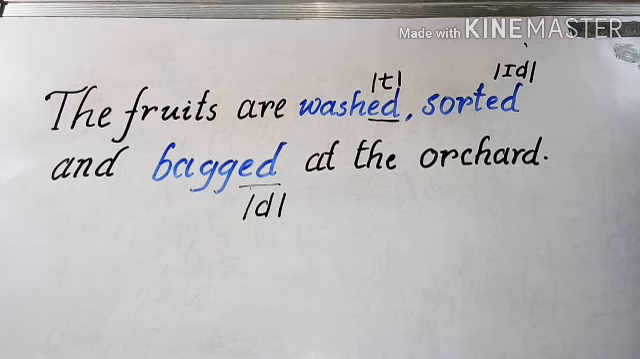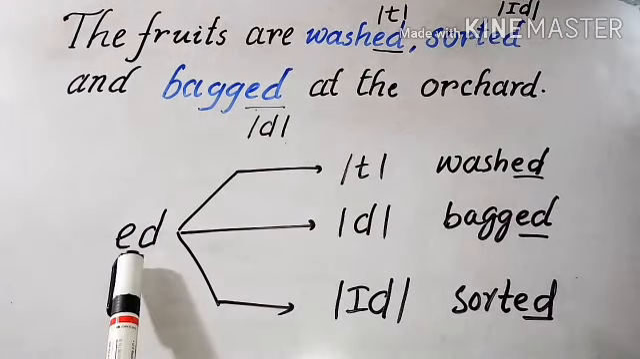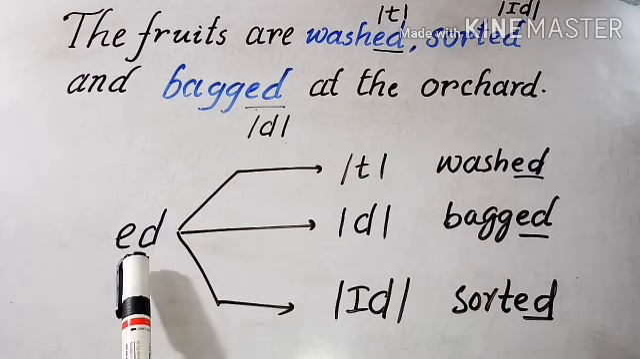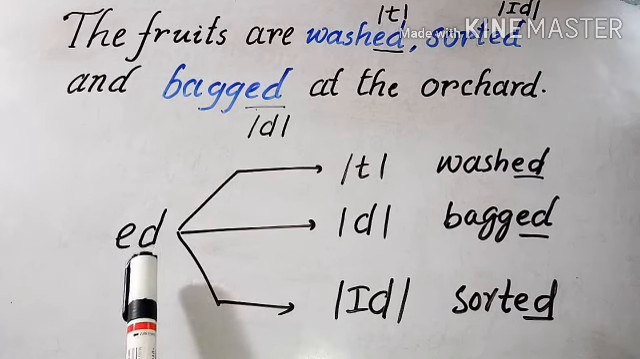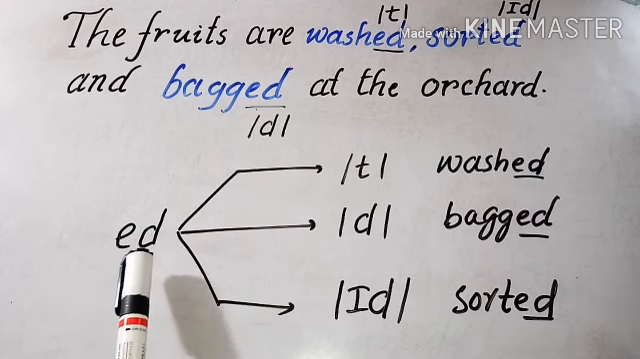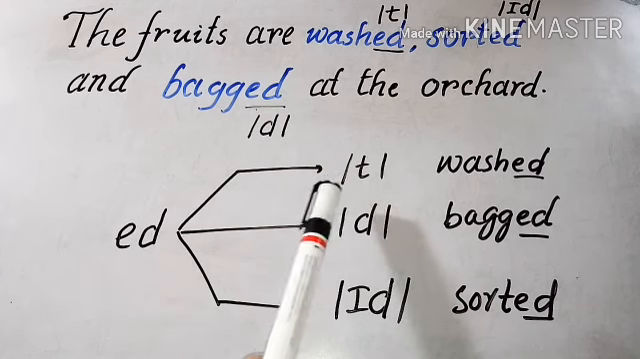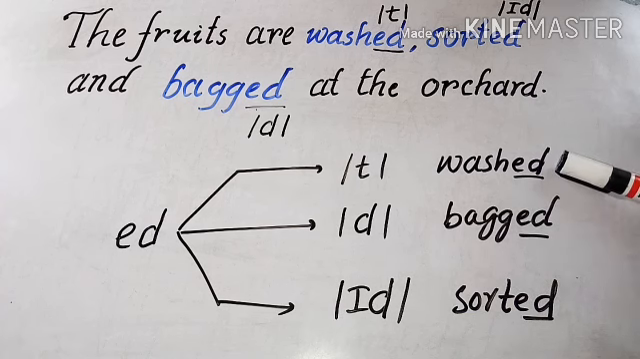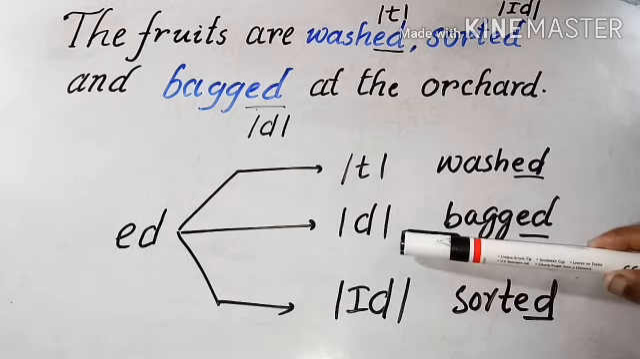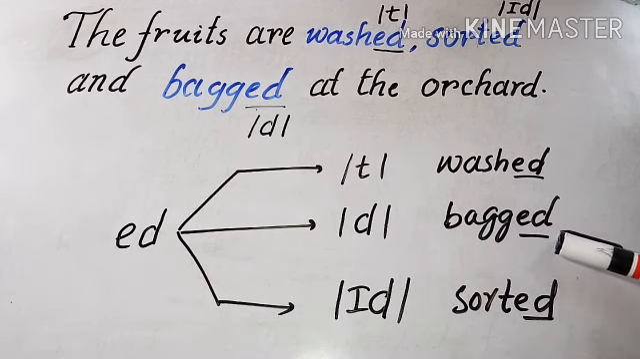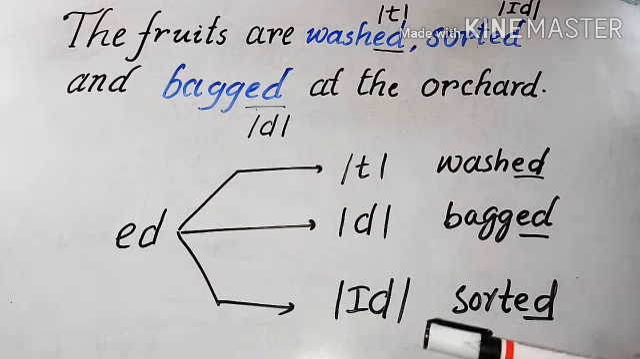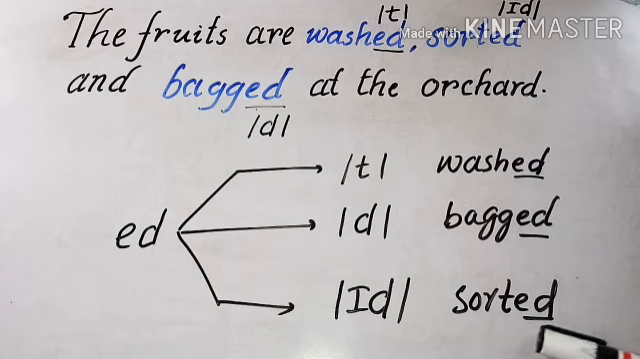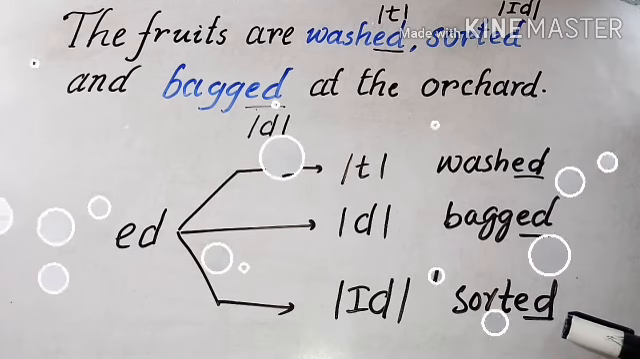So we should know the underlying principle in a diagrammatical manner. The ed here, which is always added to regular verbs at the end to form the past form as well as the past participle, gives three varieties of sounds. T, as we can see in washed, not washed. D, as we can see in bagged. Next id, as we can see in sorted.